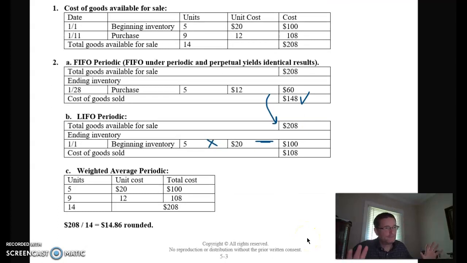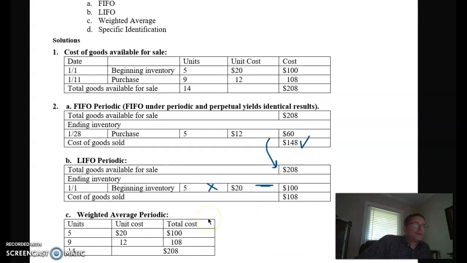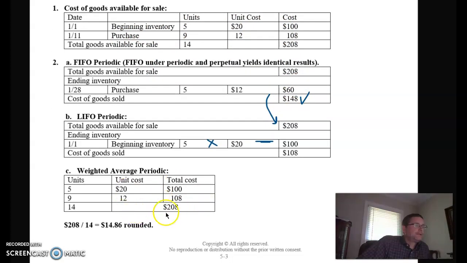Weighted average, love it. I wish everything was that easy. So what you do is you just recalculate cost of goods available for sale right here. This table is recomputed, 208, you see that? I'll let you pause the video and compare them, okay? Anyway, so what you do is you have 208.